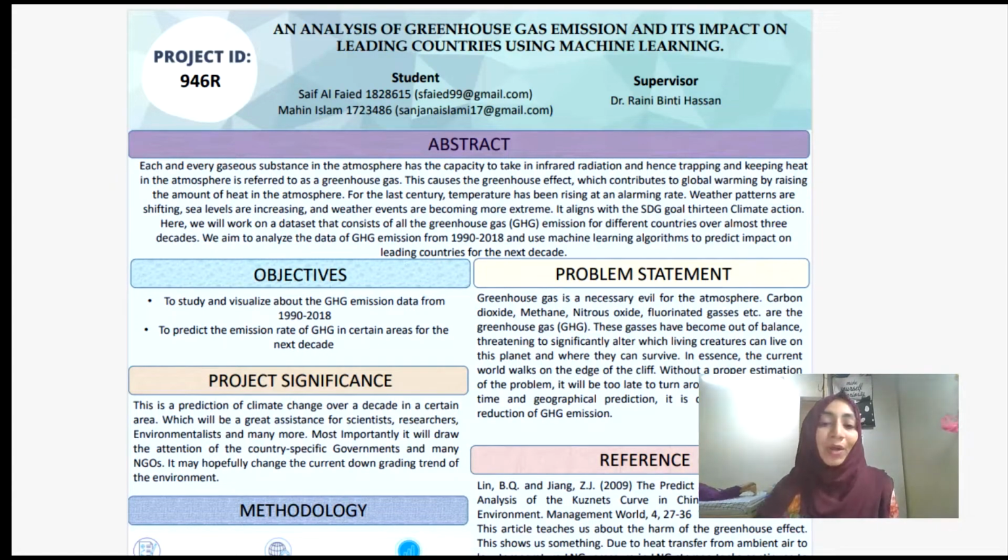Now I'm talking about the main problem of our project. Earth is the only planet in the solar system that is known to hold life. Earth's atmosphere plays one of the crucial roles for this. Greenhouse gas is a very necessary evil for the atmosphere. By retaining energy from the sun, it has kept Earth's climate viable for humans and millions of species. However, an increase in these gases may result in amplifying heat around the world.